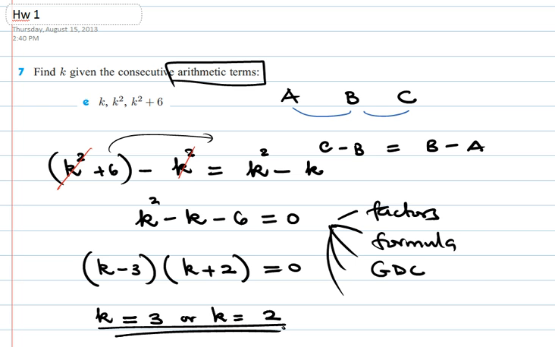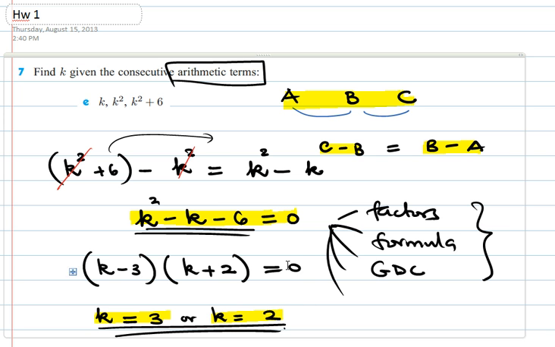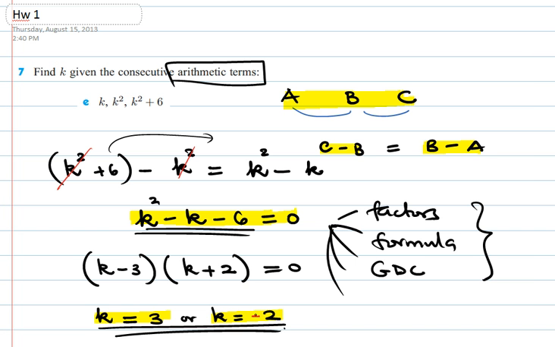Please do make sure that you are able to use one of these methods to solve the quadratic equation up there. But the key thing in this case is to remember that when terms are in arithmetic progression, then the difference between successive terms is constant. And using that general rule, you should be able to come up with that quadratic equation, after which you're able to solve and find the values of k, which are two values, 3 or negative 2. So that should be negative 2 there.